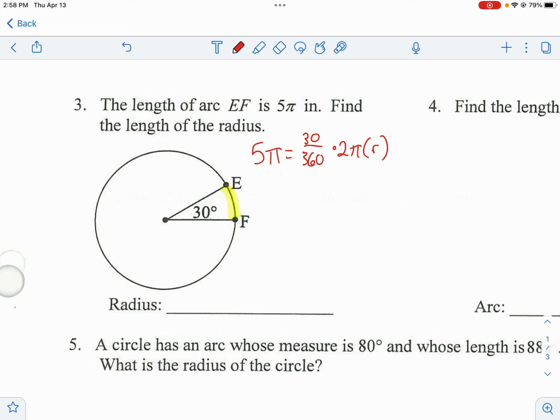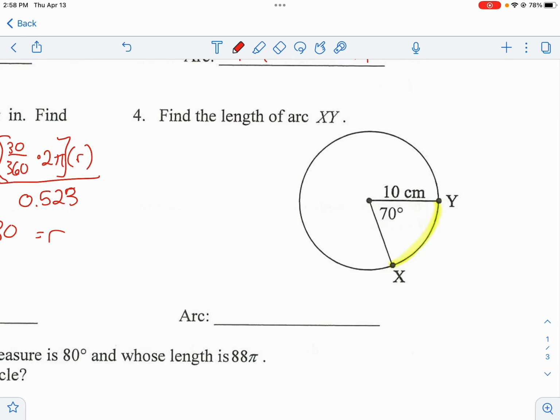Don't know what the radius is. This right here is just a number, right? 30 over 360 times 2 pi is just a number. I'll even tell you what that number is. Times 2 pi, that number is about 0.523. So all these multiplied together is about 0.523. So I'm going to divide by about 0.523 on both sides, because I want to move all that stuff over so I can get the r by itself. So r is equal to 5 pi divided by that 0.523 number, which is about 30. My radius is 30 inches.